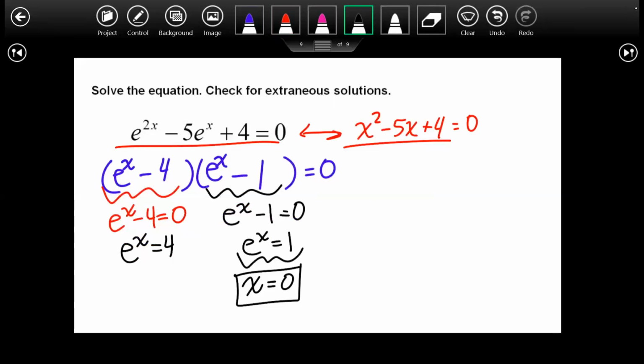How do I find out e to what number is going to give me 4? How do I solve for that? Someone said it? Logarithms. You can either use ln to convert, or you can use log base e. Log base e of 4 is going to give you your answer. You can also convert back if you want to. If you want to find out what that value is, x is going to be equal to 1.38.